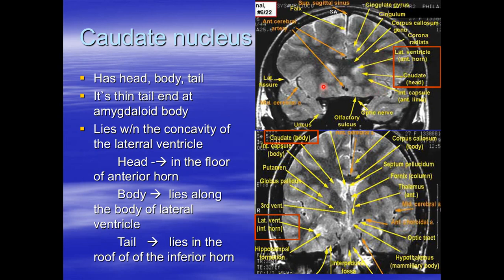And what else? Let's see. We have here the optic nerve and the olfactory sulcus. This is the sylvian fissure, of course, and here we can very easily see the insula covered by the overlying cortex, the temporal operculum and the frontoparietal operculum.